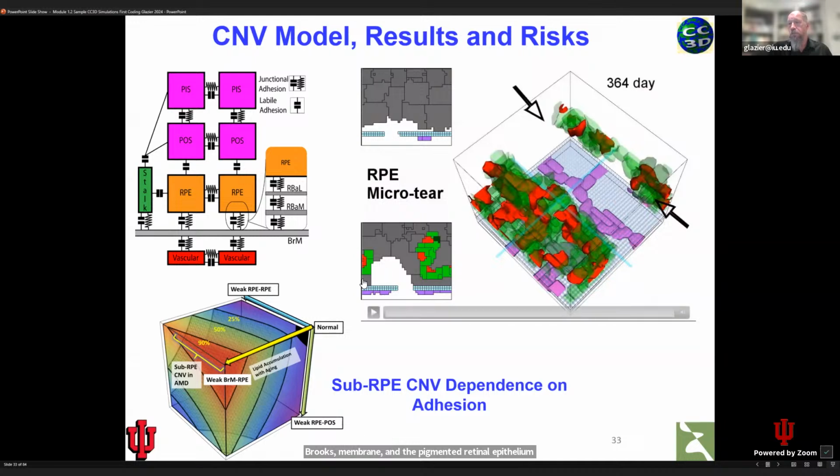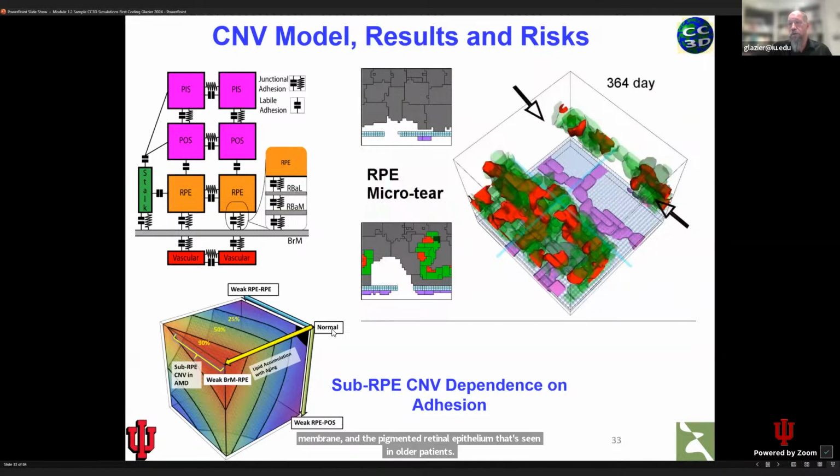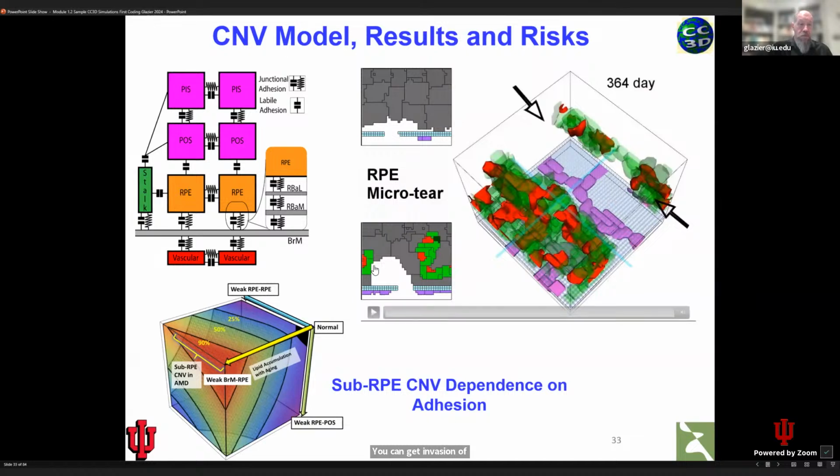In some people, if you have trauma to the head, a car accident, you can get invasion of blood vessels between the photoreceptors and the pigmented retinal epithelial cells. That would be moving down this axis. If you get an infection of the eye, that reduces adhesion between the retinal pigmented cells and each other, and you get a different pattern of invasion.